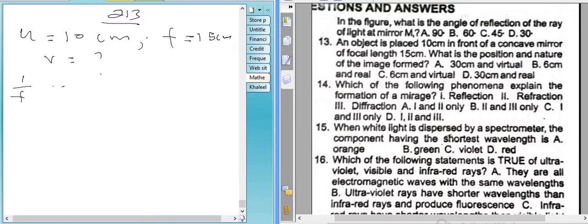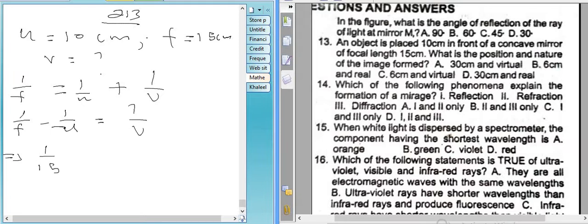So by applying the lens equation, 1 over f is equal to 1 over u plus 1 over v. We are looking for v, therefore we make v the subject of the formula, which is 1 over f minus 1 over u is equal to 1 over v. So let us substitute the values. Here f is 15, so we have 1 over 15 minus 1 over 10, which is equal to 1 over v. The LCM here is 30. So 30 divided by 15 is 2, then 30 divided by 10 is 3.